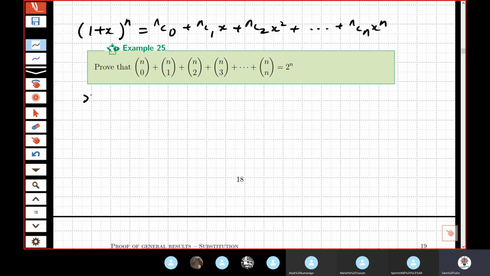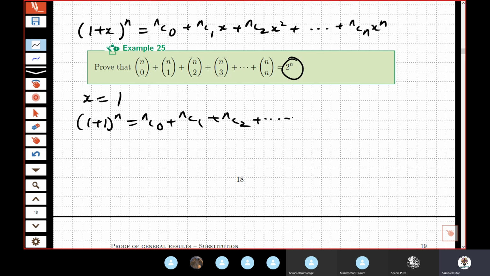Shania, what are you going to let x equal to? 1. 1 plus 1 gives you the 2. That's how we're going to look at it. Everything else, just make sure it works. N choose 1 when x is 1. I am pretty happy with that. X equals 1. Therefore, you would get 1 plus 1 to the n is n choose 0 plus n choose 1 plus n choose 2 plus dot dot dot plus n choose n. 2 to the n equals the above.